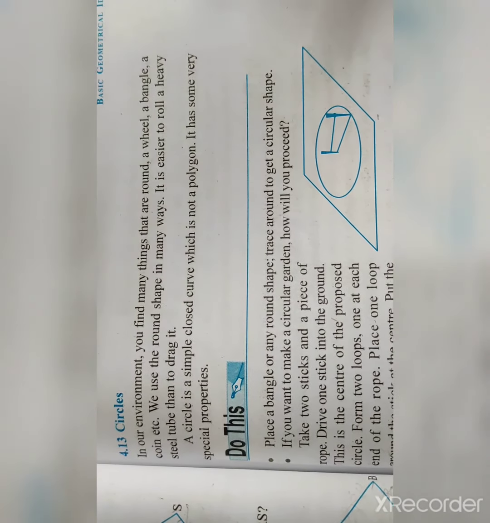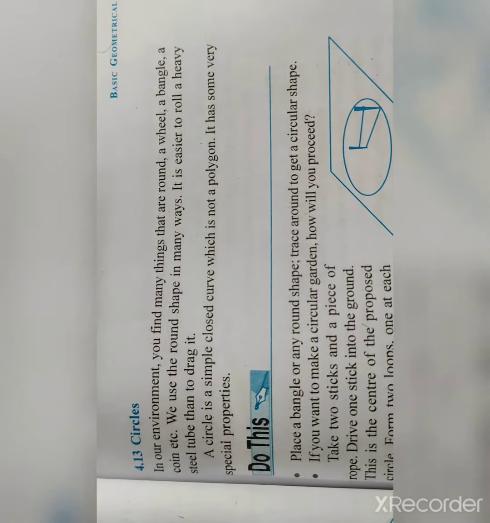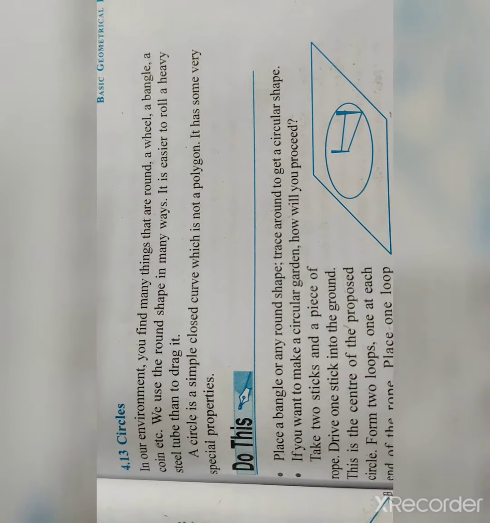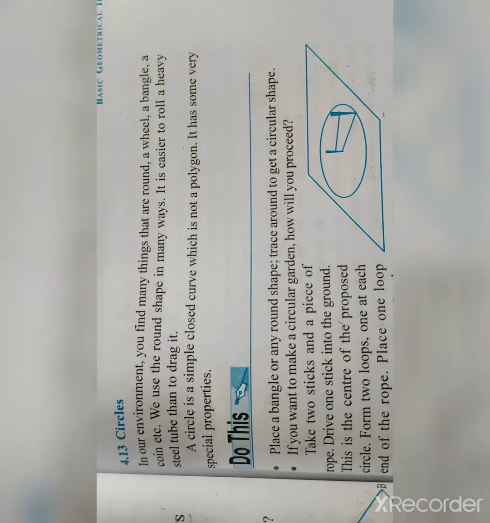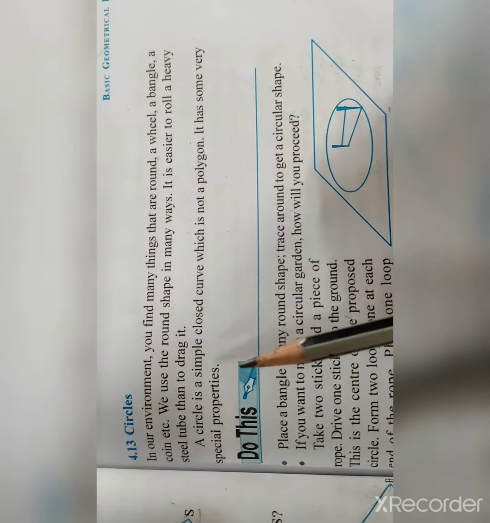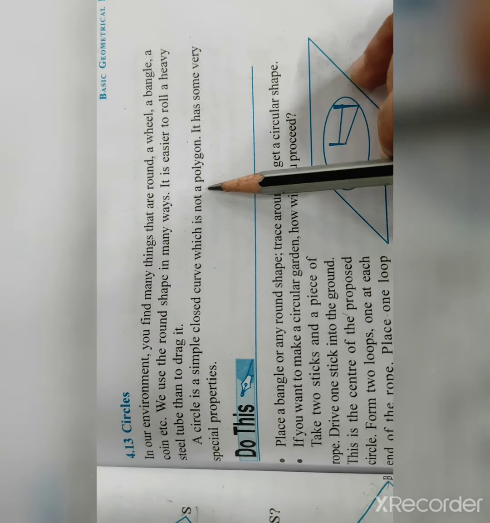It is easier to roll a heavy steel tube than to drag it. When we drag it, we feel it is heavy, but when we roll this steel tube, we can roll it so easily. A circle is a simple closed curve which is not a polygon.